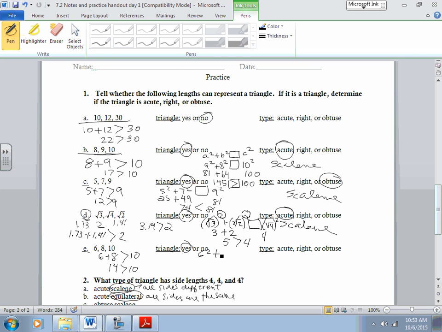6 squared plus 8 squared, and we're going to leave an empty box here. And 10 squared, so we already know 10 squared is 100. 6 squared is 36. 8 squared is 64. 64 and 36 is 100. And what symbol out of the 3 should we put there? Equals. So when you put equals, that's a right triangle.